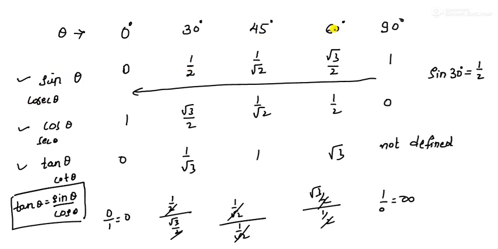Now what is sine 60? It is root 3 by 2. What will be cosec 60? It is just the reciprocal of the value, that is 2 by root 3. Got it? Same with the sec as well as the cot theta. So I hope you have understood this. Now let us see some problems to understand it in a proper way.